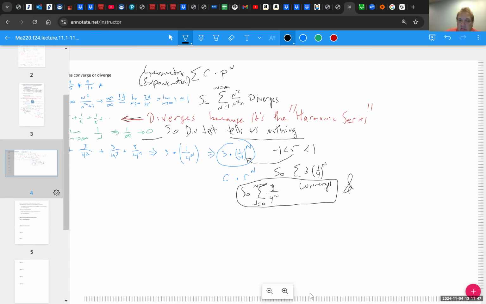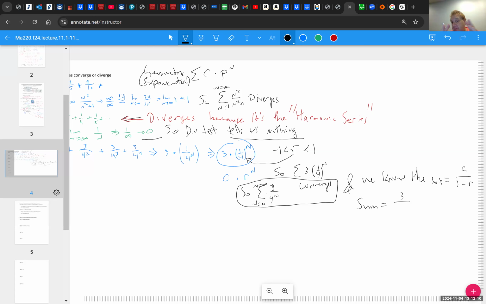And we know the sum equals C over 1 minus R. In other words, the sum is equal to C, C was the number in front, which was 3.